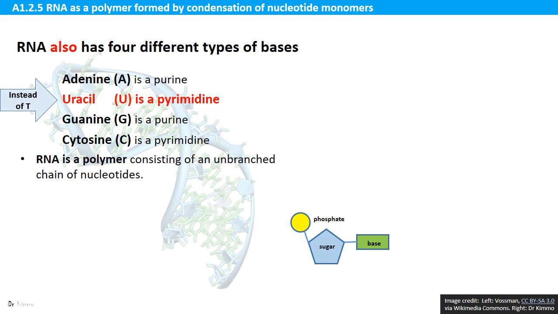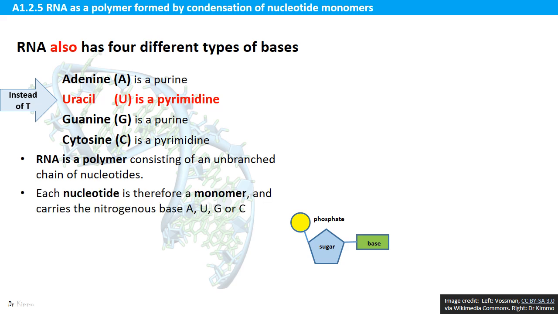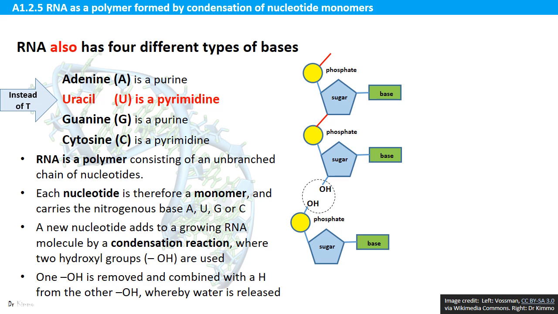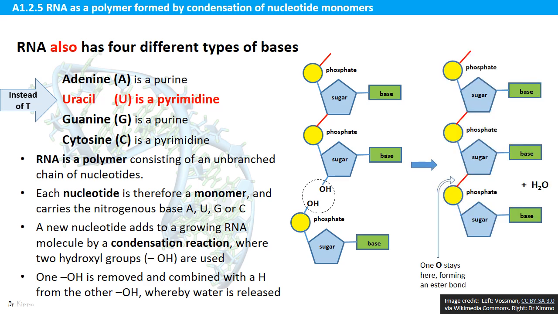RNA is a polymer consisting of an unbranched chain of nucleotides. Each nucleotide is therefore a monomer and carries a nitrogenous base, either adenine, uracil, guanine, or cytosine. A new nucleotide adds to a growing RNA molecule by a condensation reaction, where 2 hydroxyl groups are used. One hydroxyl group is removed and combined with a hydrogen from another hydroxyl group, whereby water is released. And that's why it's called a condensation reaction.